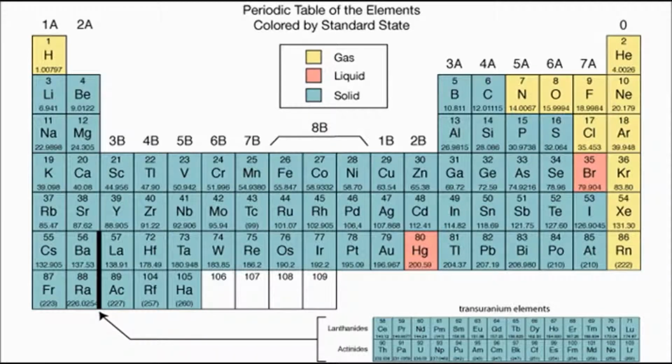On this periodic table here, you can see the different states. They're in different colours. So what we've got here in group 7, you can see fluorine and chlorine are in gas form at room temperature.